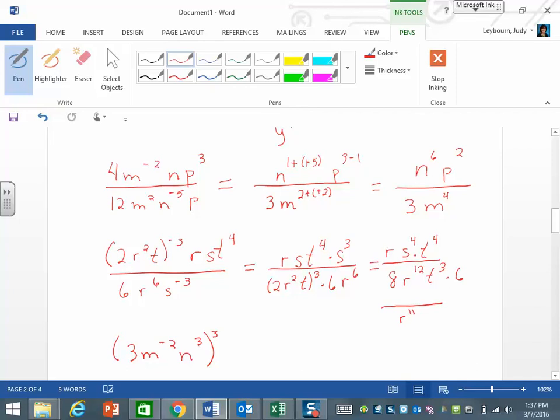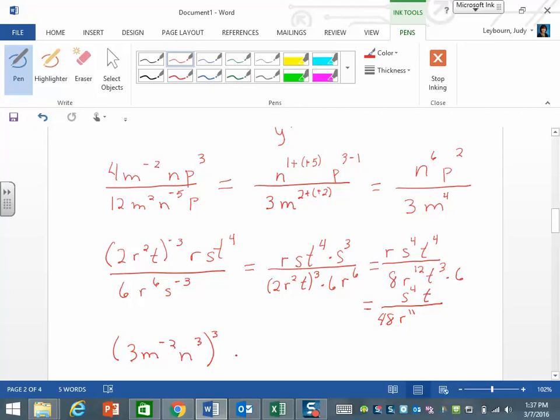I'd only have the s's in the numerator, so I'll say s to the fourth. T's, I have 4 of them here, 3 there, so it leaves me 1 in the numerator. And then I have a 48 in the denominator. And so in the end, I have s to the fourth t over 48 r to the 11th. Again, there's several different ways to approach the problem. This is just one. But if you ended up with this answer, then your work should be fine, or you can check with me tomorrow.